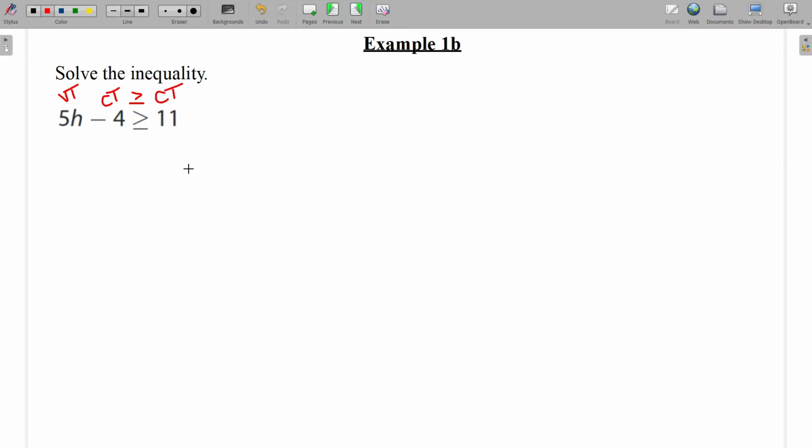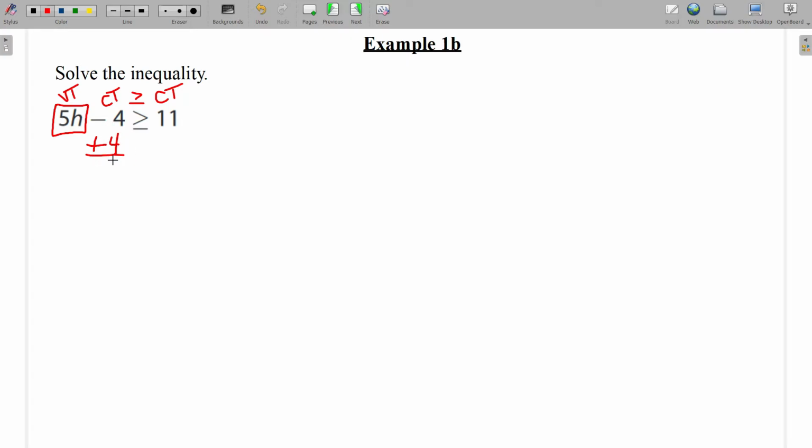Now I want to isolate my variable term first. I have only one single variable term, and it happens to be on the left hand side of my inequality. So I want to get this 5h by itself. That means I need to get rid of this minus 4. So in order to get rid of that minus 4, I'm going to do the opposite of subtract. I'm going to add 4.